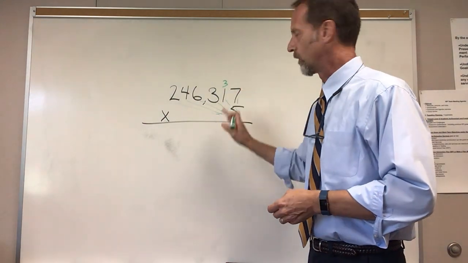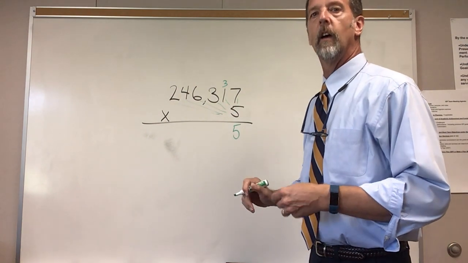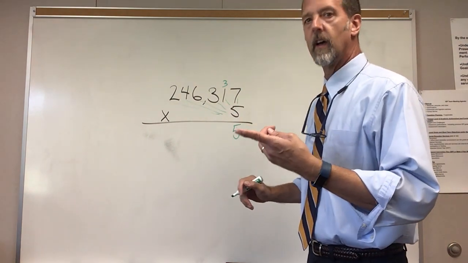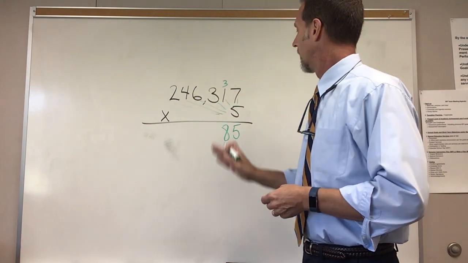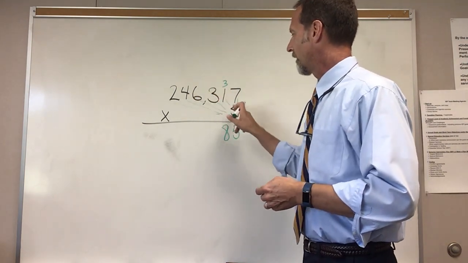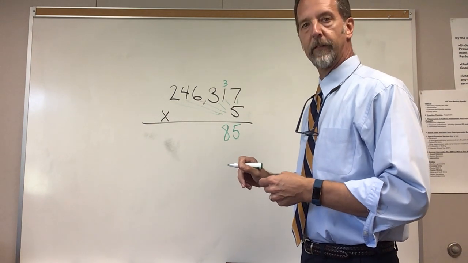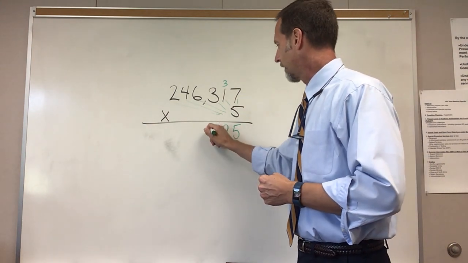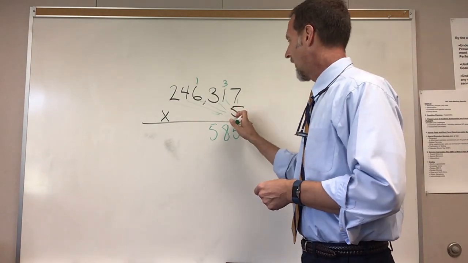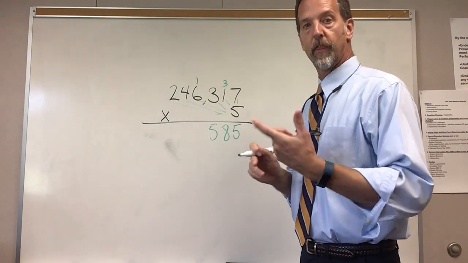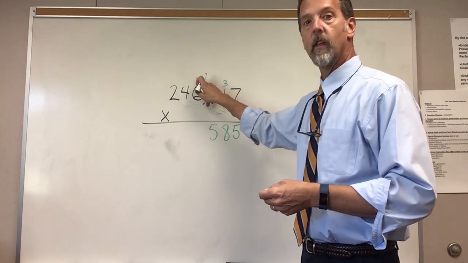Always to the next place over. 5 times 1, 5. Plus 3, 8. Do I need to regroup? Nope. 5 times 3 now. 5 times 3 is 15. What do I leave? Leave the 5. Carry the 1 over to the next place. 5 times 6, 30. Plus 1, 31.